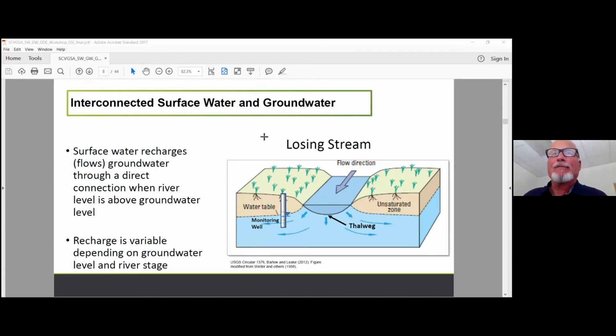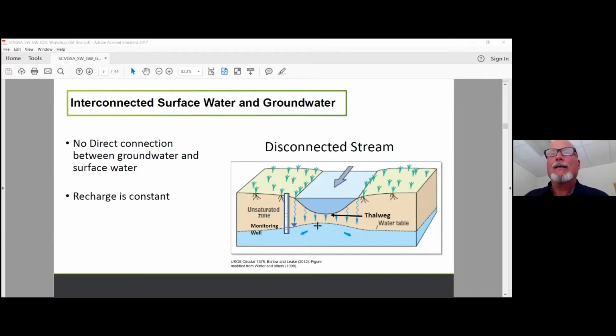Here's an example of a losing stream. This is the case where we have river here, we have flow from the river into the aquifer. And this occurs when the water level in the aquifer, the underlying aquifer, is below the river level and below the thalweg in low flow conditions. This situation also exists in the basin. The recharge is variable, again, based on the elevation of the river and also the elevation of the groundwater surface here.